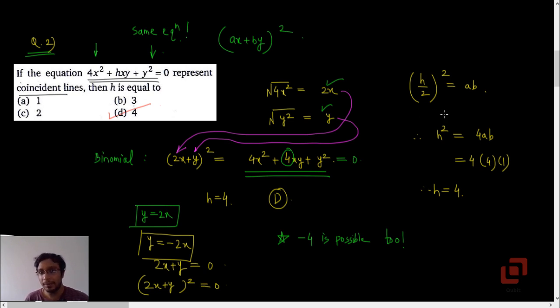Now if you open your textbook, then you will find that the textbook also mentions the condition for lines to be perpendicular or parallel, but as two parallel lines can never pass through origin, the same condition becomes the condition for two coincident lines, okay. And that condition is h squared minus ab equal to 0 or h squared equal to ab.